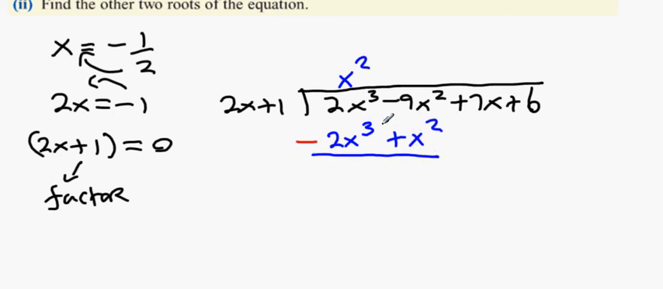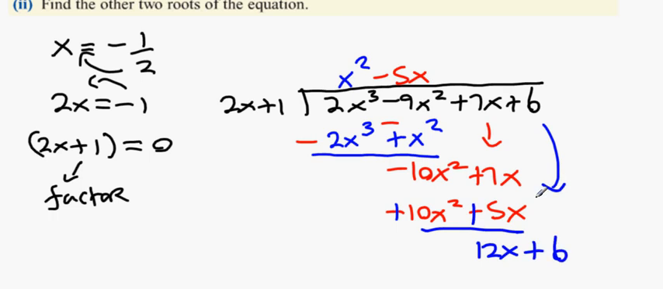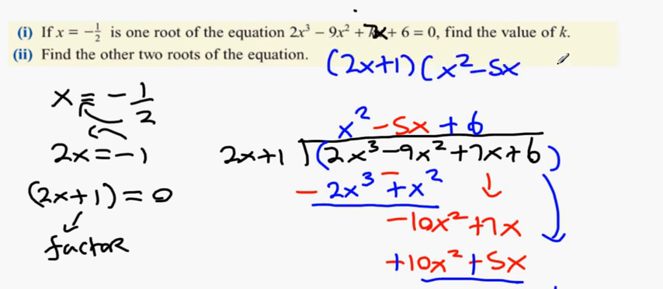When I take them away, I get minus and minus, and I'm going to get minus 10x squared, bring down 7x. Okay, and then what we're going to get next is minus 5x. Multiply the minus 5x in, we're going to get 10x squared minus 5x, and then we're going to add them together, and then we're going to get 12x, bring down the 6, and this will go in 6 times. Okay, now what this basically means is this big expression here is the same thing as 2x plus 1 multiplied by x squared minus 5x plus 6.